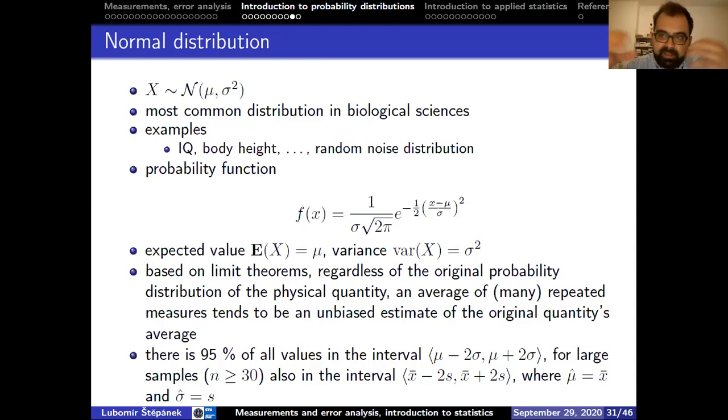And saying this, for example, to know exact properties or to know exact relations between all presented factors and quantities is beyond our current knowledge. Yeah? So it means that regardless of the original probability distribution of the physical quantity, because many times in biophysics we don't know the original probability distribution of the physical quantity you'd like to measure, an average of many repeated measures tends to be an unbiased estimate of the original quantity's average.